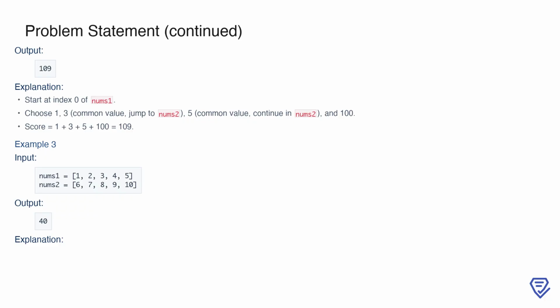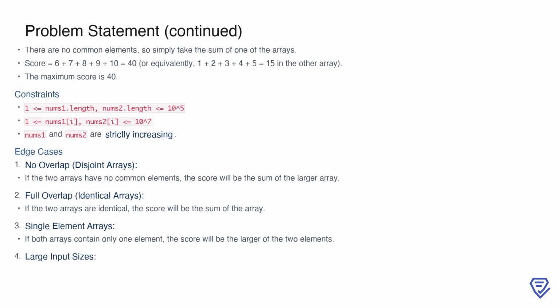This example highlights how identifying and leveraging common values between the two arrays can lead to an optimal path. In the third example, nums1 is [1, 2, 3, 4, 5], and nums2 is [6, 7, 8, 9, 10]. The output is 40. Here, there are no common elements between the two arrays, so the best strategy is to simply pick all elements from the larger array. By summing the elements in nums2, which are 6, 7, 8, 9, and 10, you get a score of 40. Alternatively, if you chose nums1, the score would be 15, which is smaller. This demonstrates that when there are no overlaps, the solution is to take the array with the larger sum.